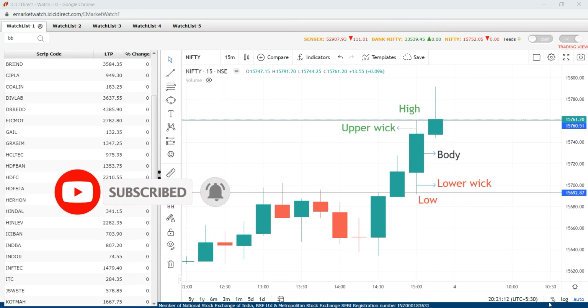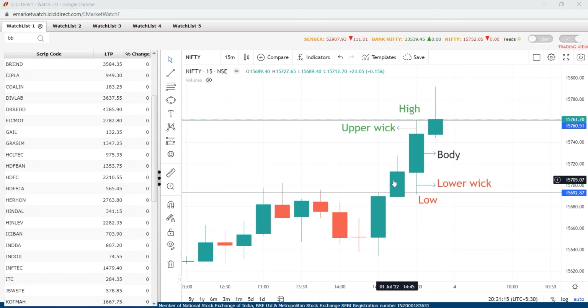As the name suggests, it looks like a candle, so it is called candlesticks, and price is a very important component which you'll have to learn when you want to learn technical analysis. So let's understand how the candle is formed.